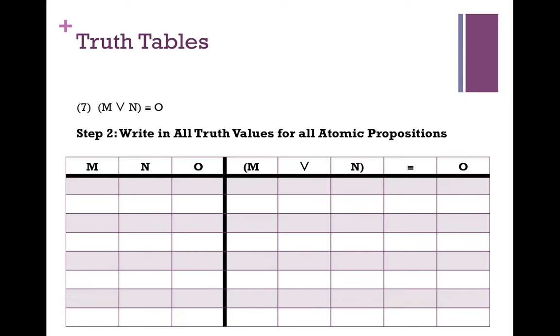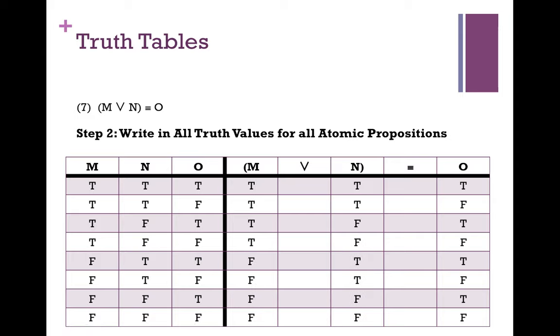Then we come to step 2 and we write in all the truth values for all atomic propositions. We're going to have 8 total rows. I have our 3 columns here for our 3 atomic propositions: a column for M, a column for the disjunction M or N, a column for our biconditional, and then a column for our other atomic proposition O. Just like with the previous example, we have 8 total rows, so we're going to do half true and half false. Since we did 4 true here, we're going to do 2 true, 2 false. As we move to the right, we just keep going half. And then here, true, false, true, false, true, false, true, false. Then just transfer all those truth values to the rest of the chart.